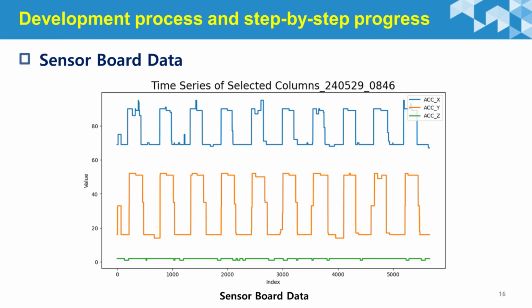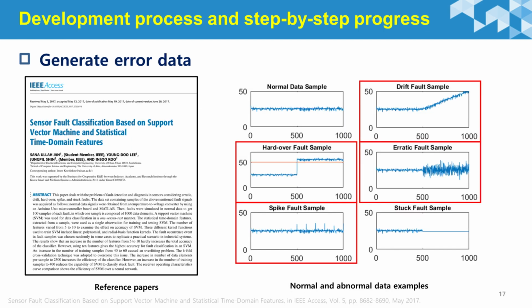You can see that it is simpler than the graph collected with the previous IMU sensor. Next, we generate error data. Based on the paper on the left, we generated the 4 graphs shown on the right.